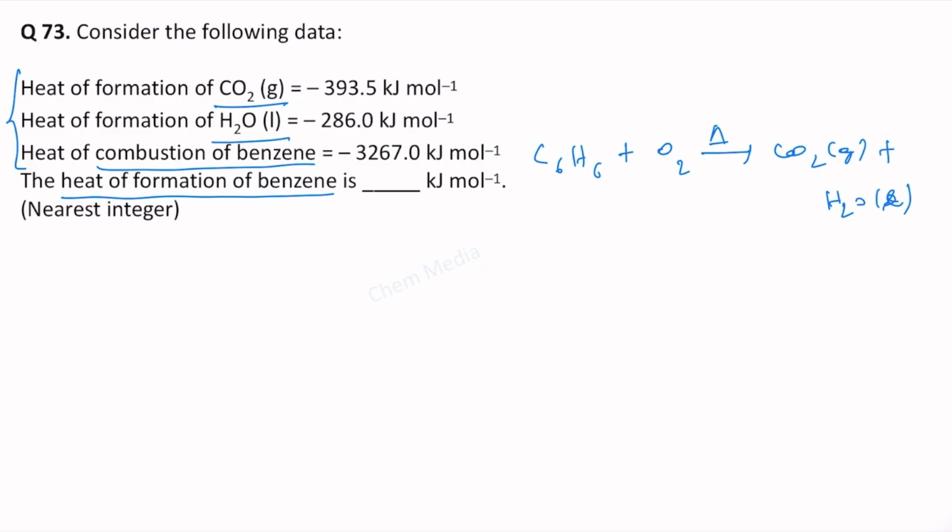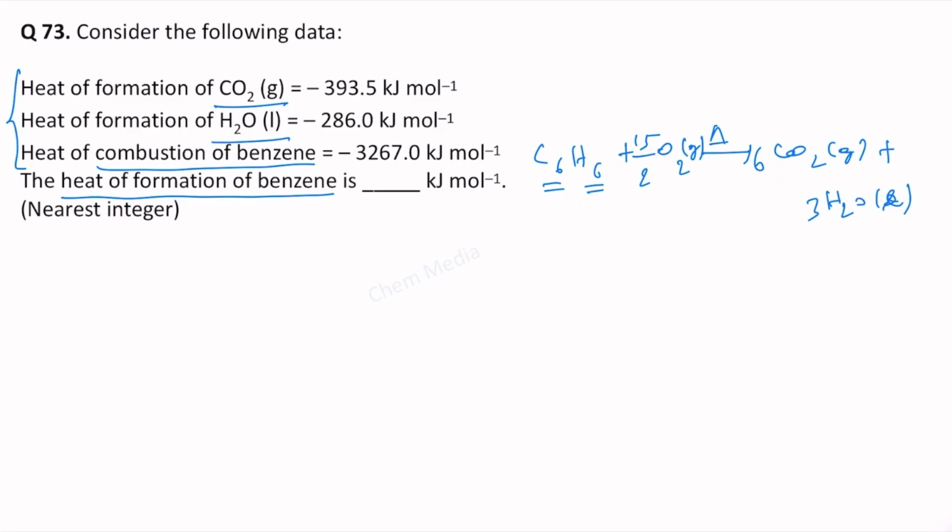Now we have to balance this equation. We have 6 carbon atoms here, so therefore put 6 here. We have 6 hydrogen atoms, so therefore put 3 here, so that we would have 6 hydrogen atoms on the product side. Now on the product side we have 15 oxygen atoms, isn't it? 6 times 2 plus 3, that means 15 by 2 of O2. Now this equation is balanced.